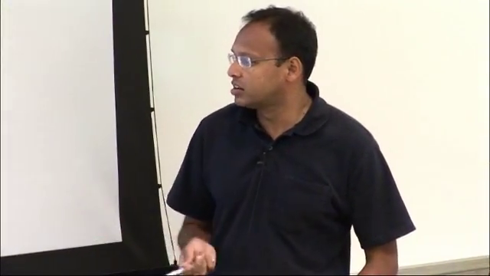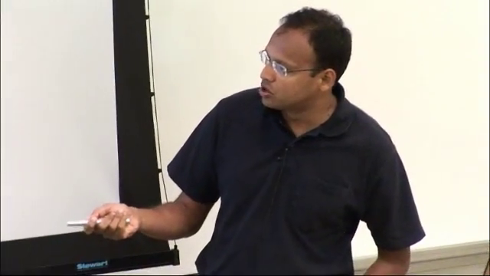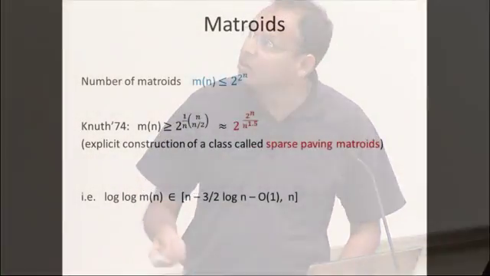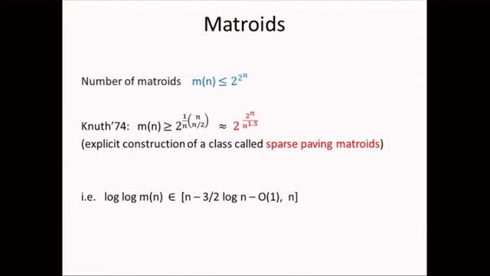In fact, one of the most basic questions you can ask is how many matroids are there on n elements? If you want to define any kind of probability, you better be able to at least answer this. Notice one trivial bound is, of course, 2 to the 2 to the n, because you have n elements, so you can have up to 2 to the n subsets, and it's any collection of subsets. So this is the trivial upper bound.